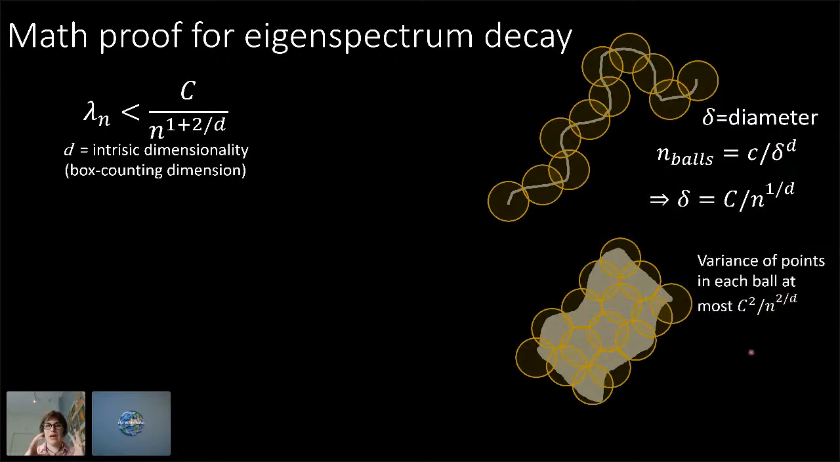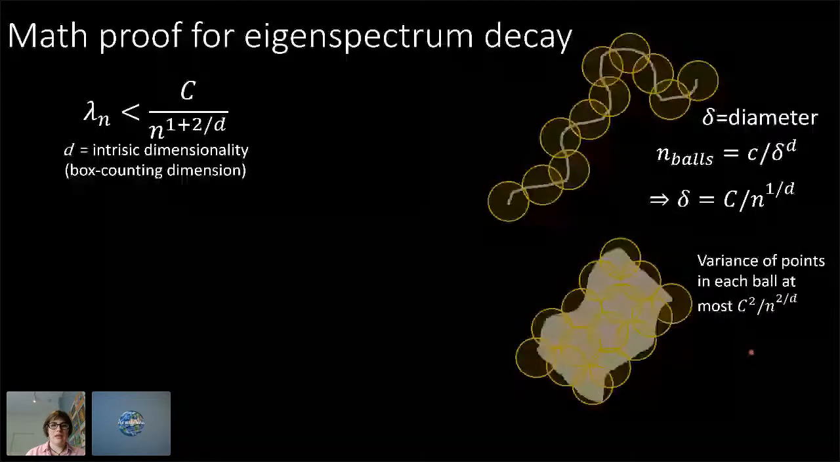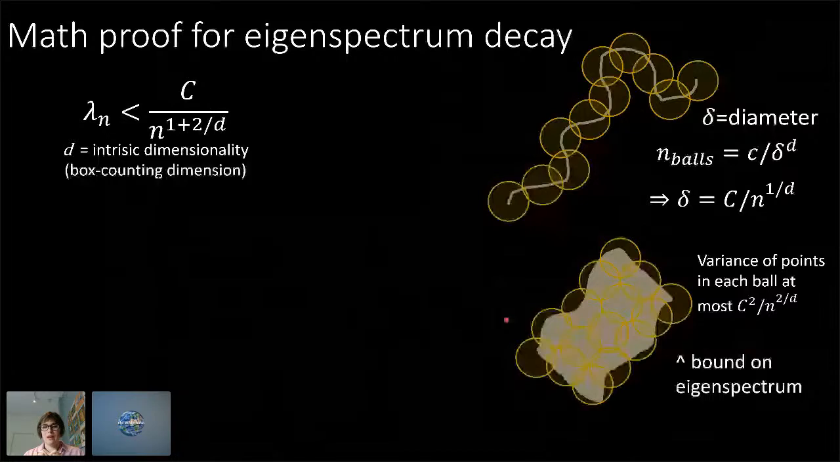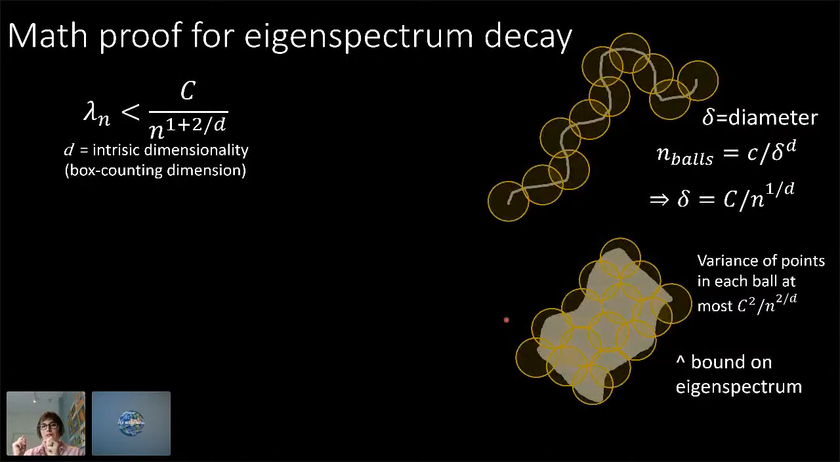And this is giving us a bound on the sum of the eigenvalues, because variance is the sum of all of our eigenvalues. And if we want a bound on every single eigenvalue separately, if you do a little bit of algebra, you end up with this 1 here. So it ends up being that the eigenvalues themselves are bounded by n to the 1 plus 2 over d.